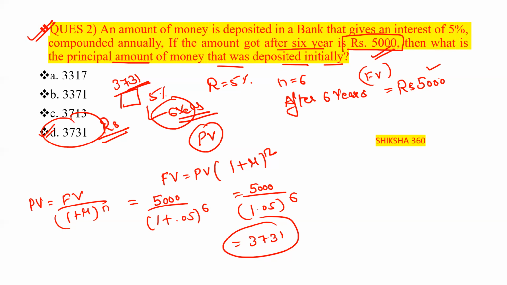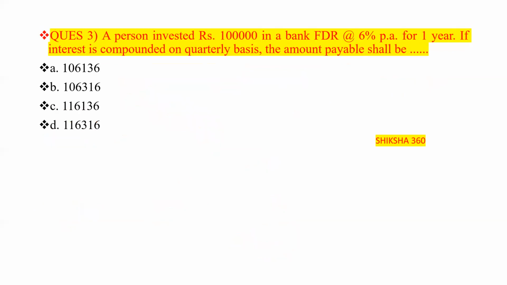Now move to the next question. Question number 3. A person invested... Clear? This type of question they will frequently ask in the examination. Very easy question. A person invested rupees 1 lakh in a bank FDR at 6% per annum for 1 year.